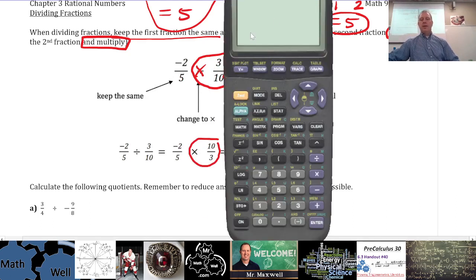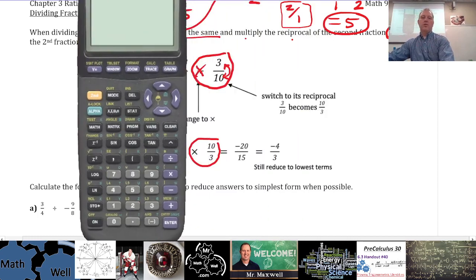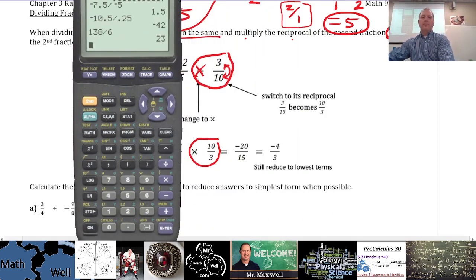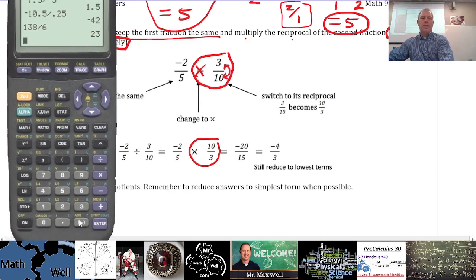Let's check this out on a calculator. So you don't have to just watch this for a second. I'm going to try negative 2. Actually, let's put some brackets on there. Negative 2 divided by 5, so negative 2/5 as a fraction, divided by 3/10. Okay, so that's what that fraction is.